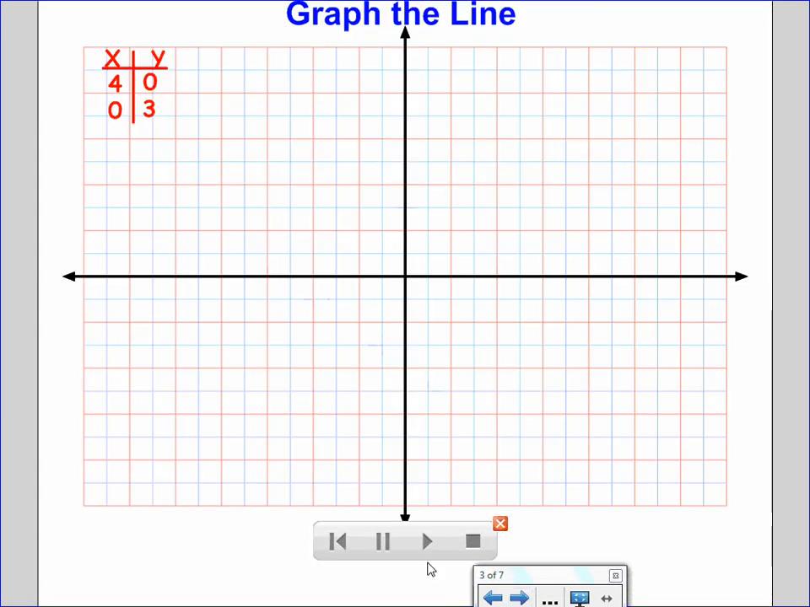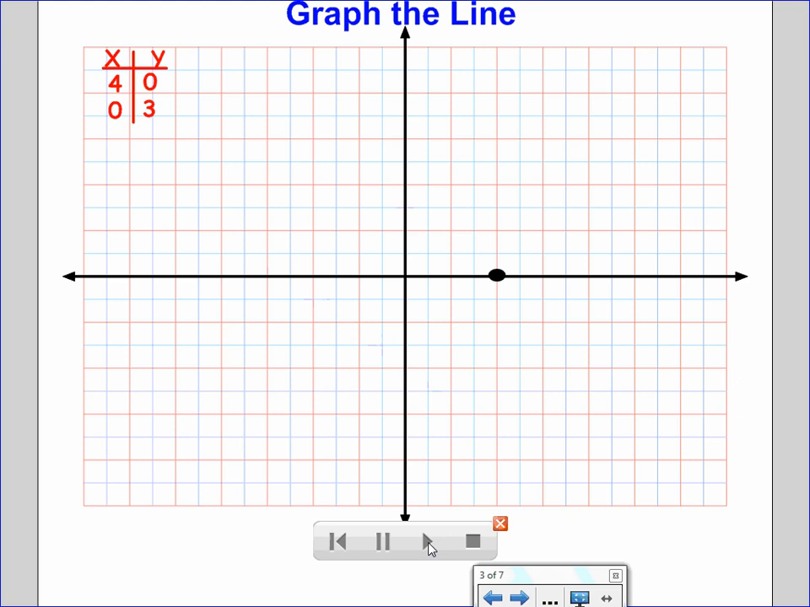Here, we've recreated our table on the coordinate plane. We want to graph this line by using these 2 points. First thing I must do is find point 4, 0. So that's on the x-axis. Which direction on the x-axis is positive? To the right, of course. So we go 2, 4. And at that point, we find 4, 0.